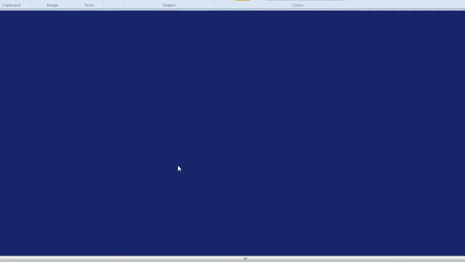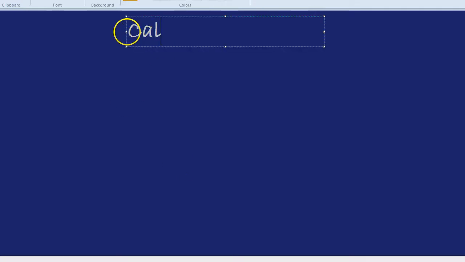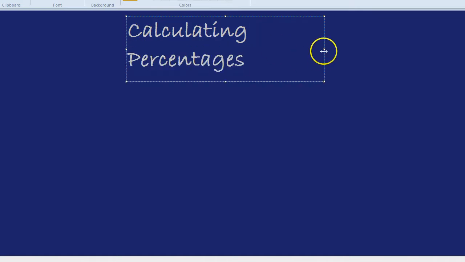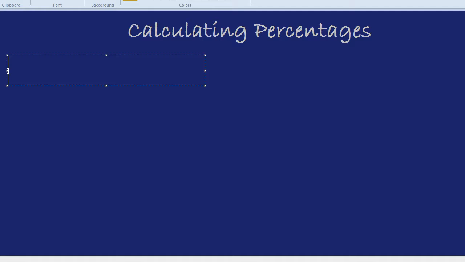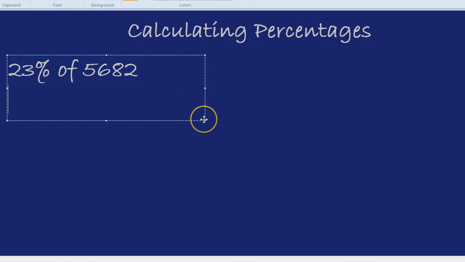We're now going to practice calculating percentages. For example, someone comes up to you in the street and asks, what is 23% of 5,682? What you can do with your knowledge of percentage and decimal conversion, and if you're not sure, there's another video on that, you know that 23% equals 0.23 as a decimal.